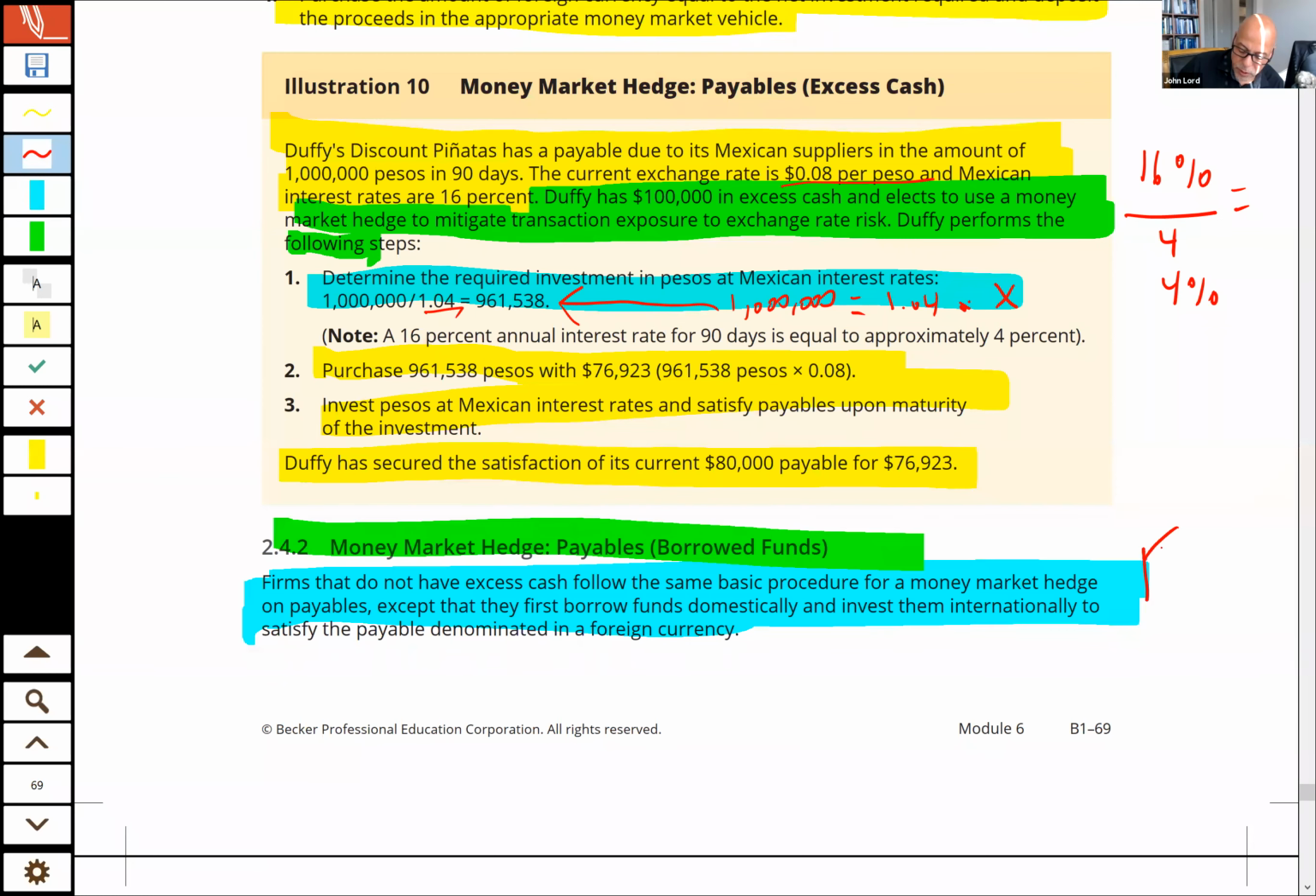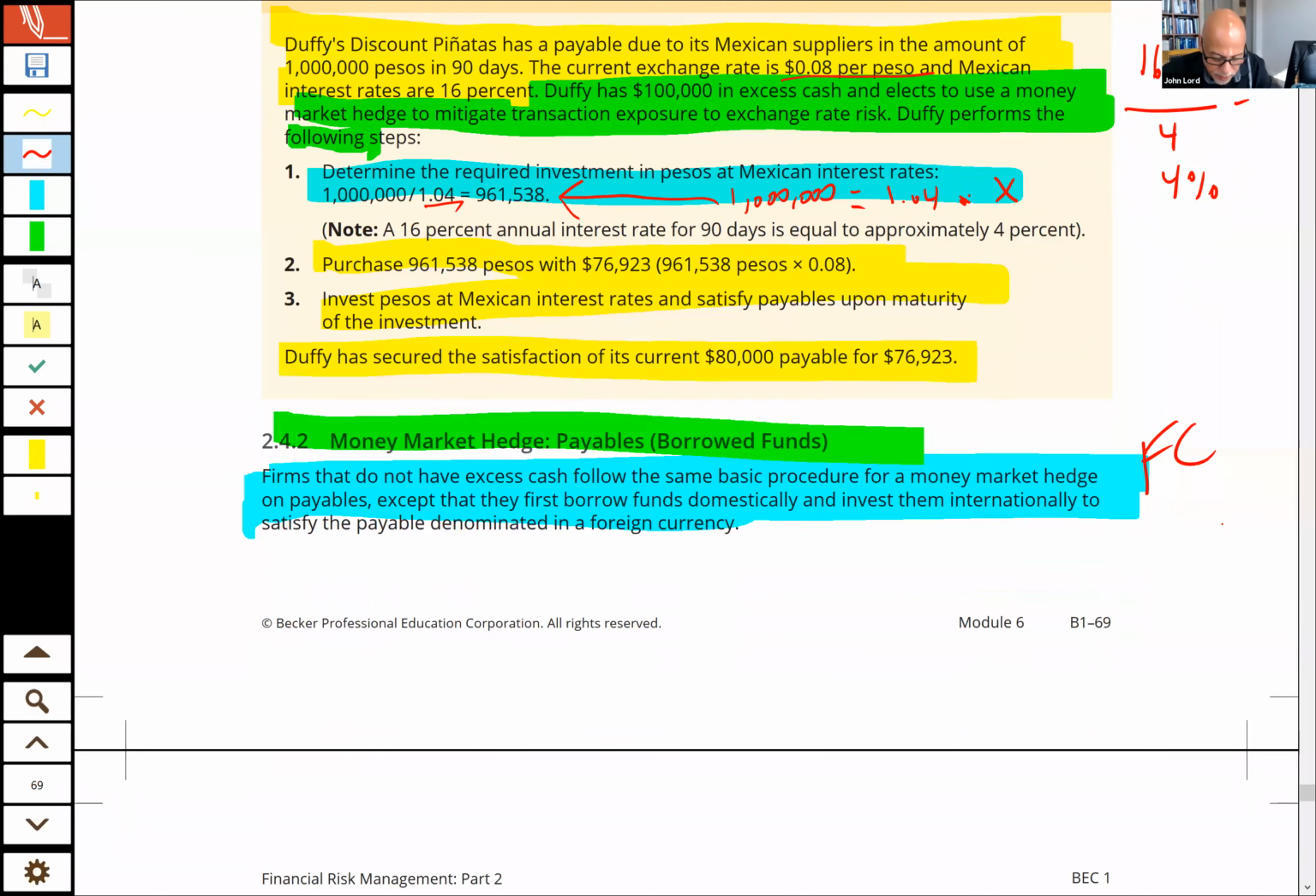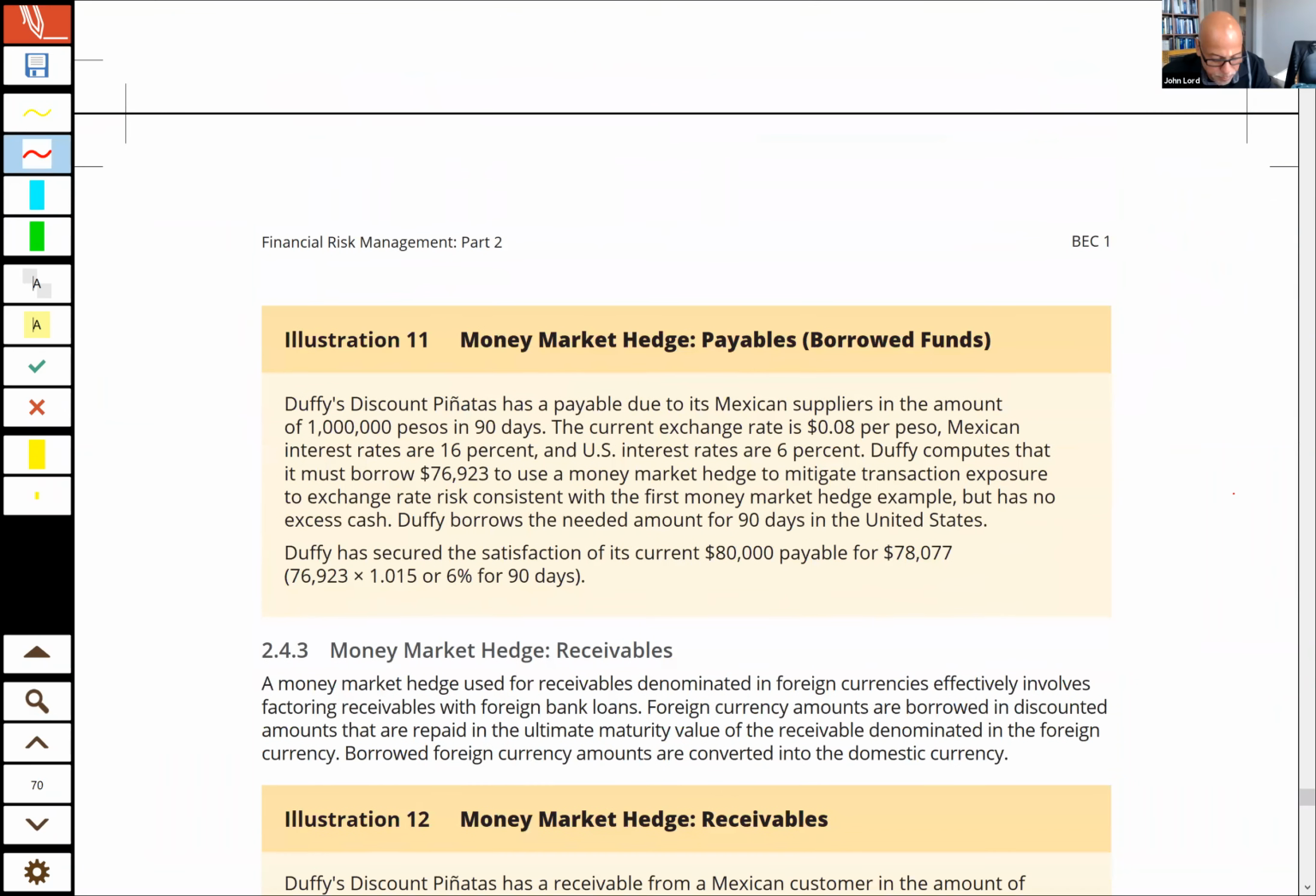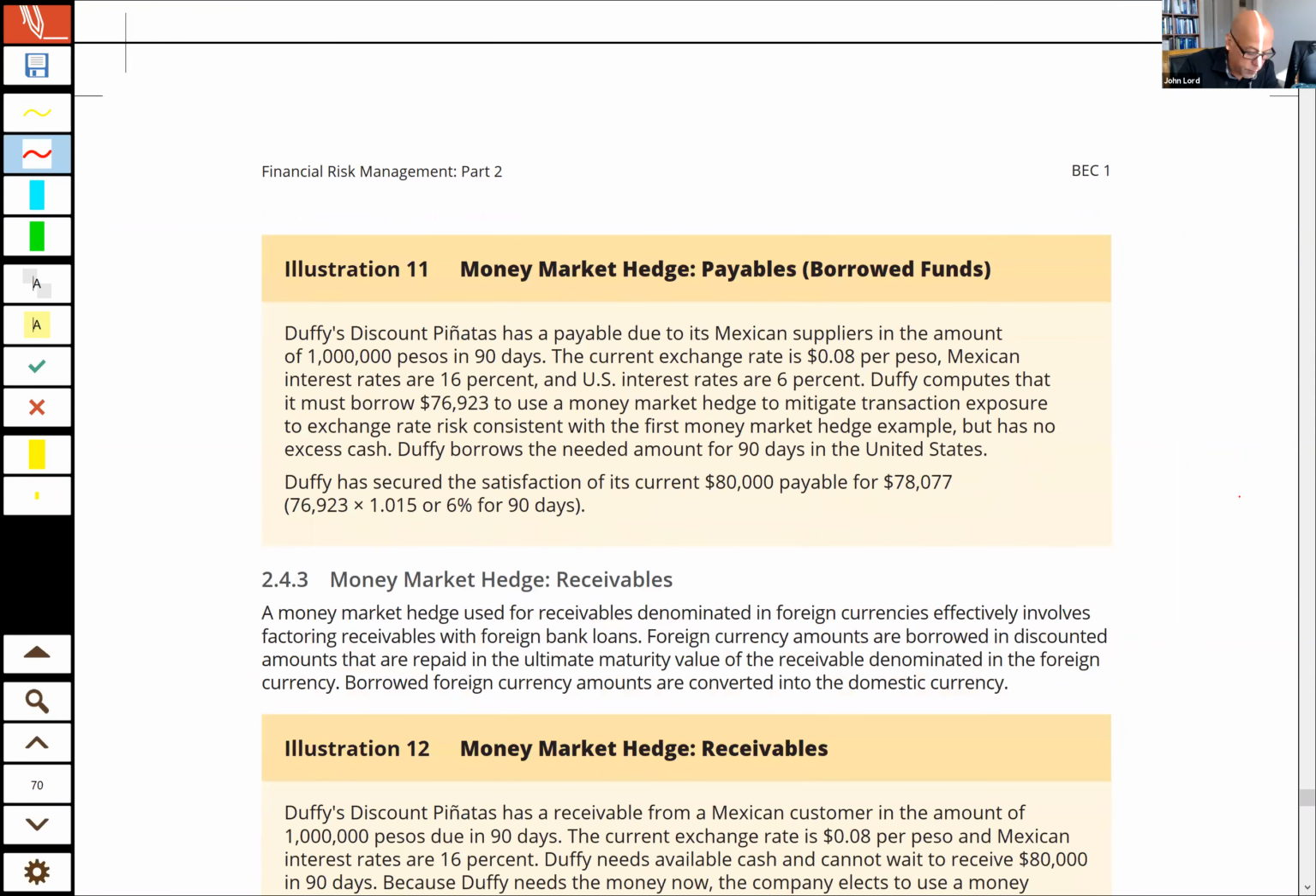So they're going to borrow dollars, take those borrowed dollars, and invest those internationally. So go ahead and make that flashcard, and let's look now at the example where they're going to have to borrow funds. So let's take a look. Duffy Discount Pianos is payable to its Mexican suppliers in the amount of 1 million pesos in 90 days. The current exchange rate is 0.8 per peso.